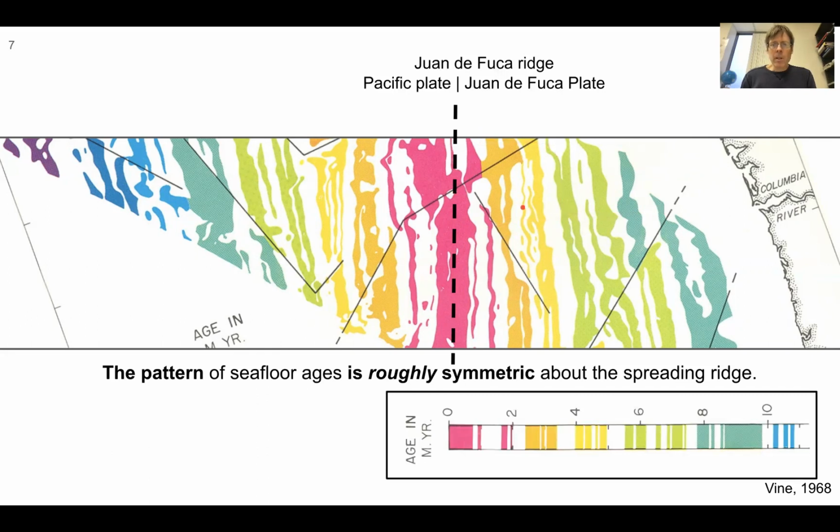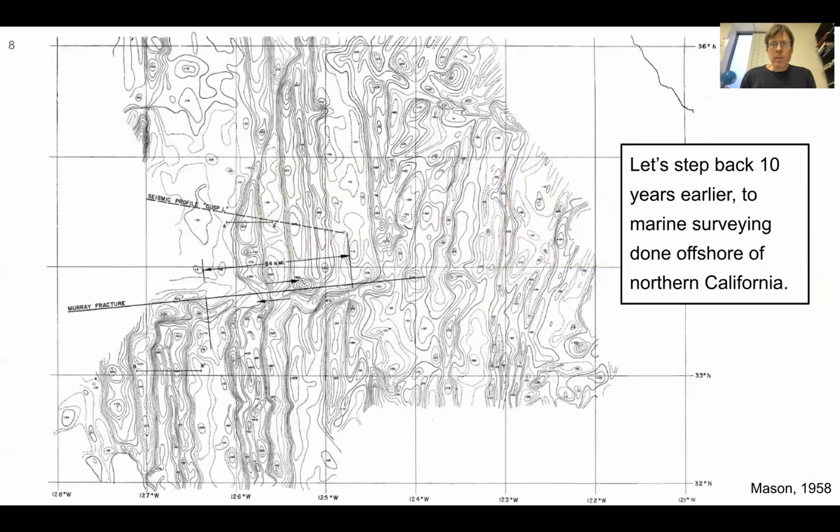So this is a pattern of seafloor ages, as shown here in millions of years. And it's this pattern that's roughly symmetric about a spreading ridge, what we know to be the Juan de Fuca spreading ridge, separating the Pacific plate being made on the left from the Juan de Fuca plate formed on the right. This is the kind of pattern, as we'll see, that was critical in collecting the data for understanding and putting forward plate tectonic theory.